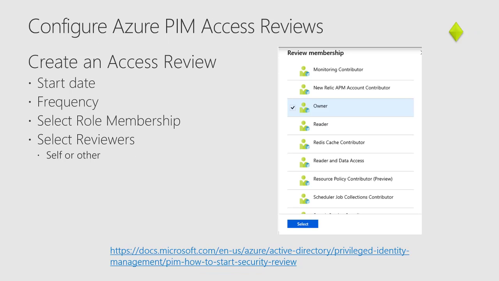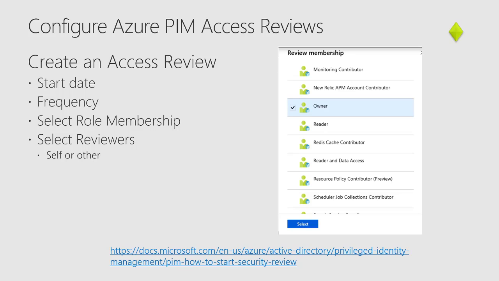Access to privileged Azure AD roles for employees changes over time. To reduce the risk associated with stale role assignments, you should regularly review access. You can use Azure Active Directory Privileged Identity Management, or PIM, to create access reviews to privileged Azure AD roles.